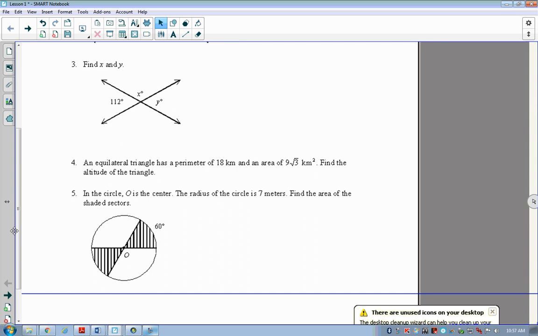Number 4, an equilateral triangle. What does the term equilateral mean? Side length is the same, and it's an equilateral triangle. It has a perimeter of 18 kilometers. How many sides does a triangle have? 3.